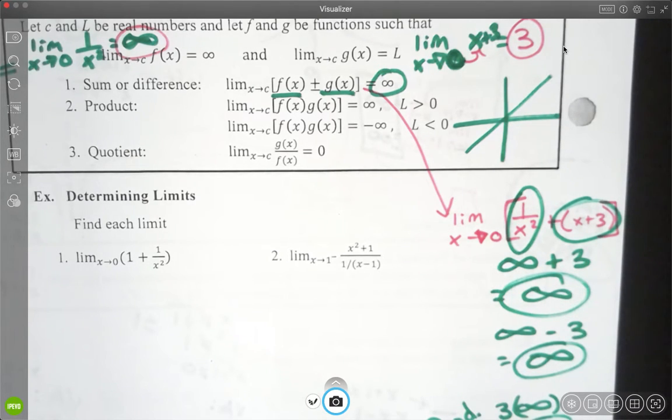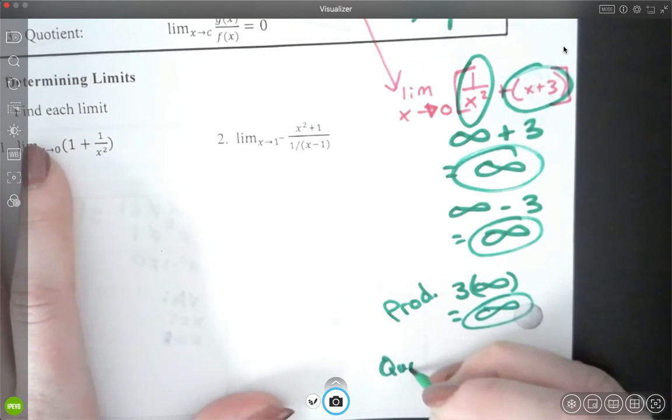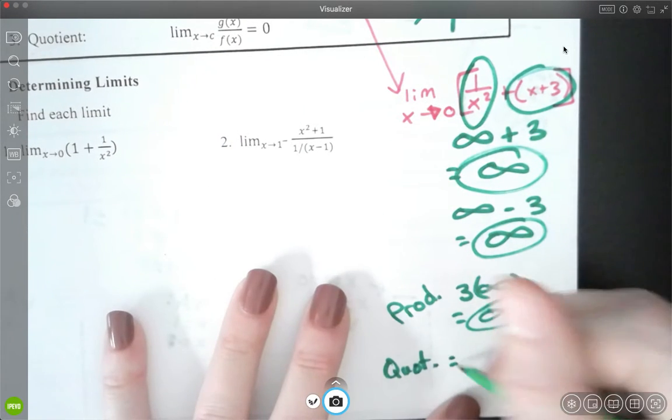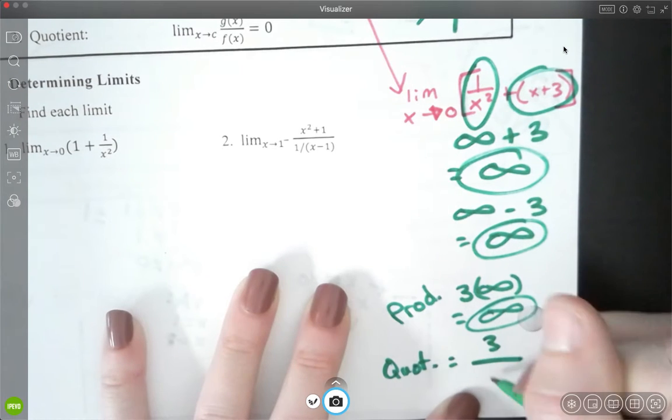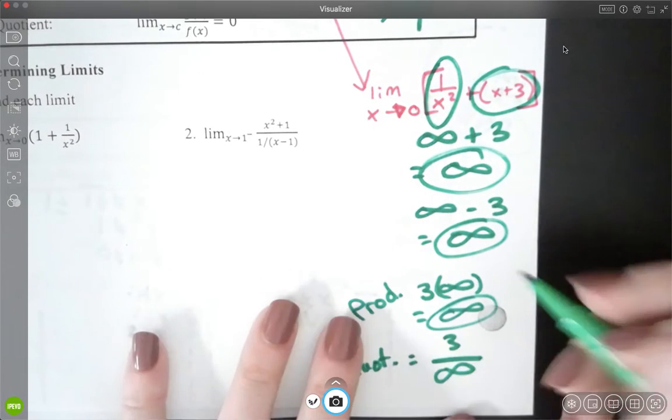Let's go to the last one. This one's going to blow your mind. Quotient. Quotient is when you're dividing them. 3 divided by infinity.